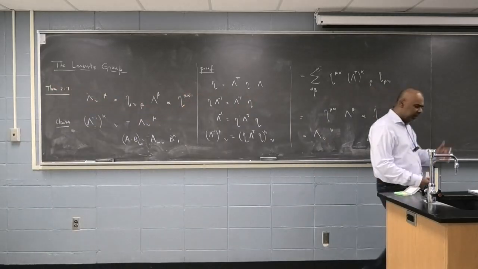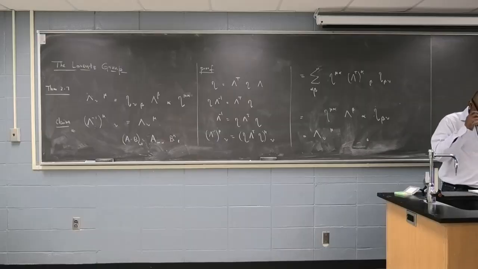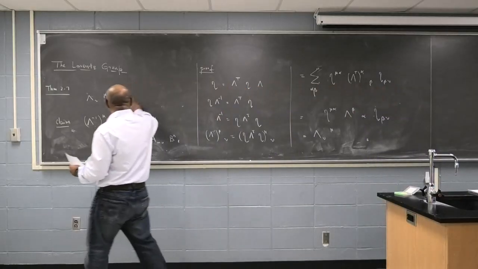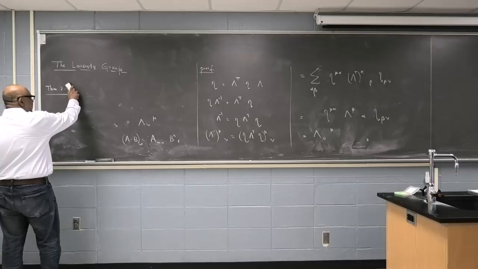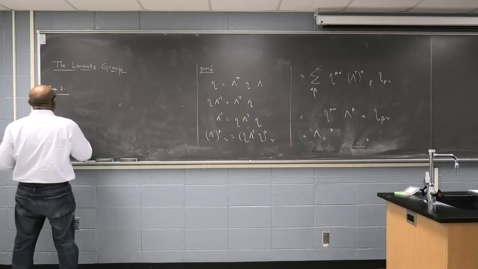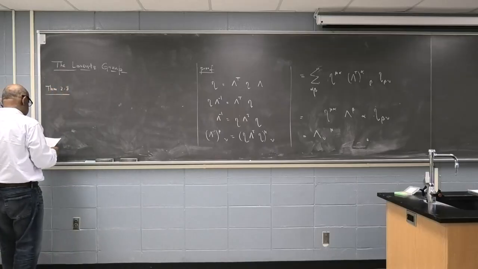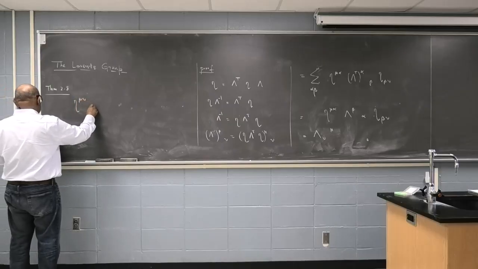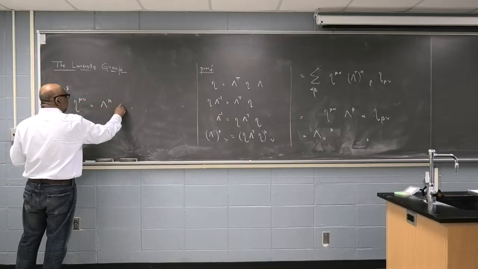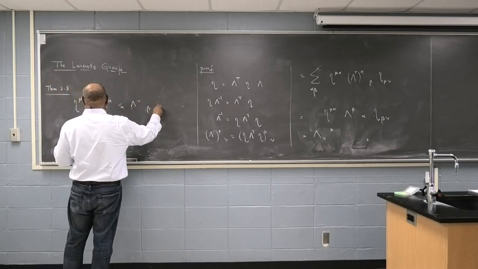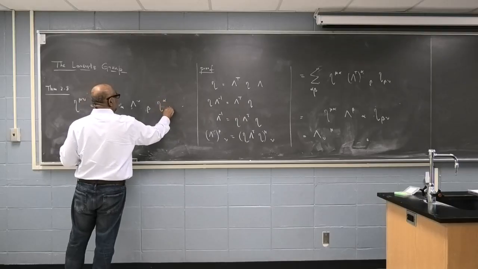Do ask me questions on that one. I get it, it can be difficult. There's a theorem that I would like for you to read on your own. Let me state its meaning. Theorem 2.8. It just says eta mu nu equals lambda mu alpha, lambda mu beta, alpha.